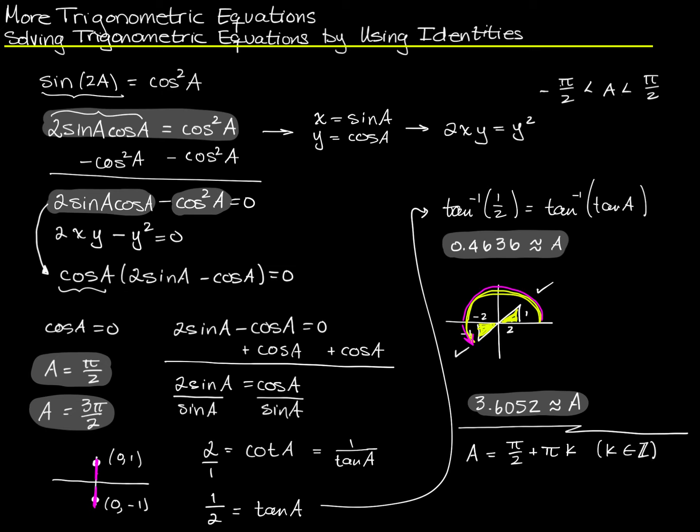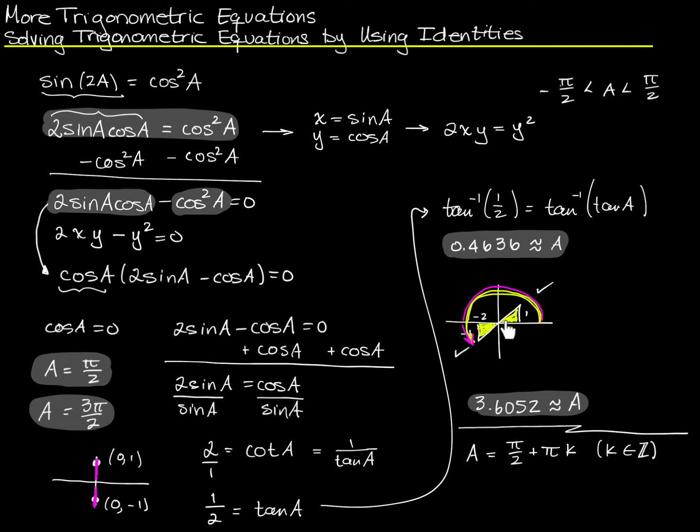For my other two solutions, A equals 0.4636 and A equals 3.6052, I can do the same thing. Because on my unit circle, my first angle is here at 0.4636 radians. This angle is too big, but it doesn't matter if the angles are actually to scale, as long as the triangles that you draw in here are sufficient to guide your progress.